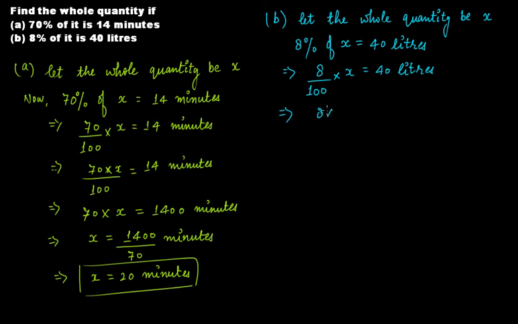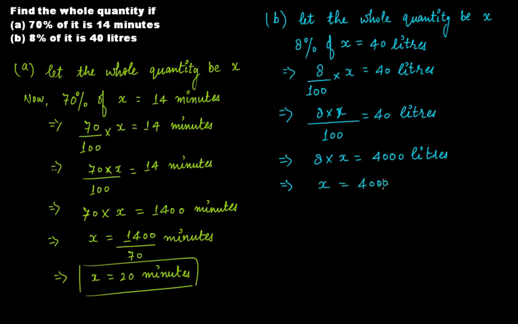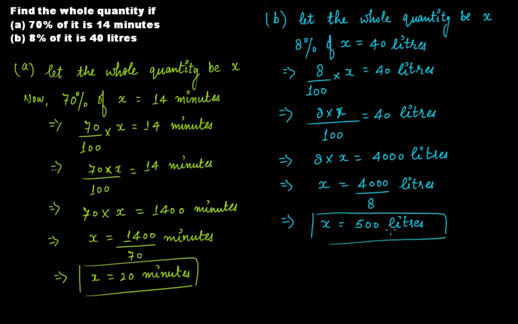This gives you 8 times X over 100 is 40 liters. This gives you 8 times X is 4000 liters. This gives you X as 4000 over 8 liters. This gives you X as 500 liters. So the whole quantity is 500 liters.